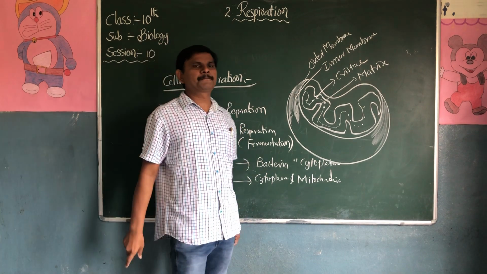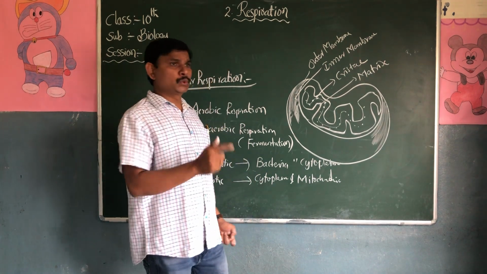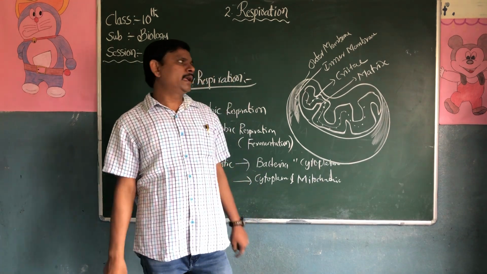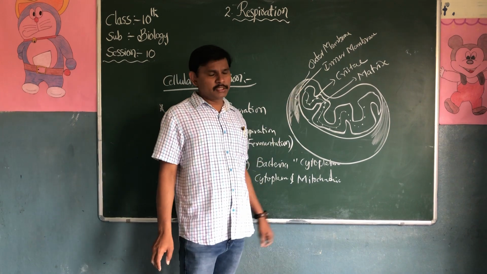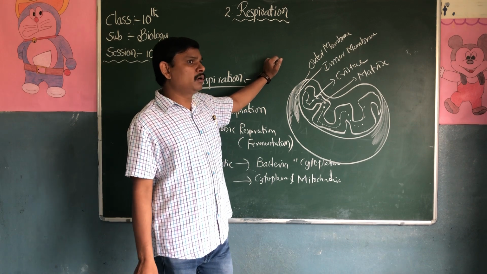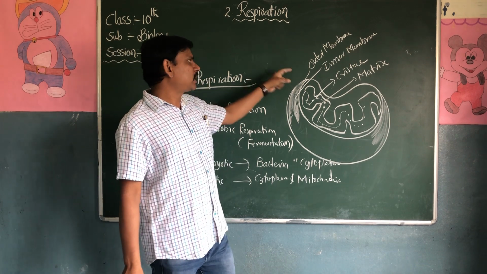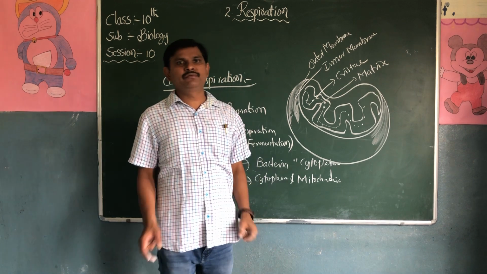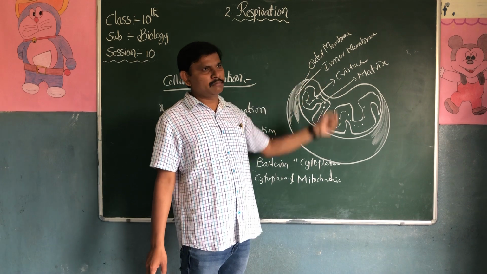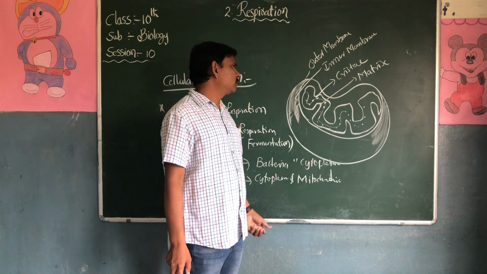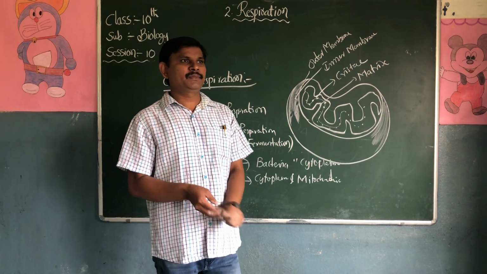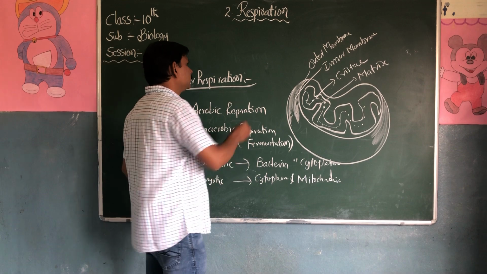So it is cylindrical, round or oval in shape, 2 to 8 microns long and 0.5 micron wide. It is made up of double membrane walls. The inner fold that protrudes is called cristae. The space between the cristae is called the matrix. It has an outer membrane and an inner membrane. Cellular respiration takes place in the mitochondria.